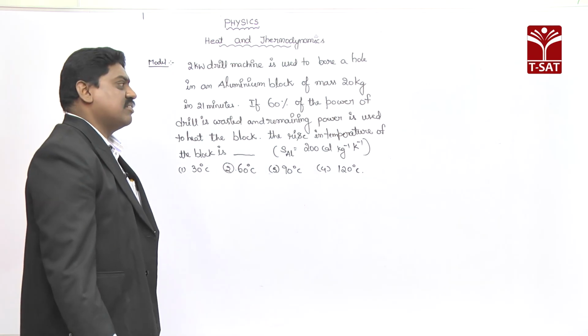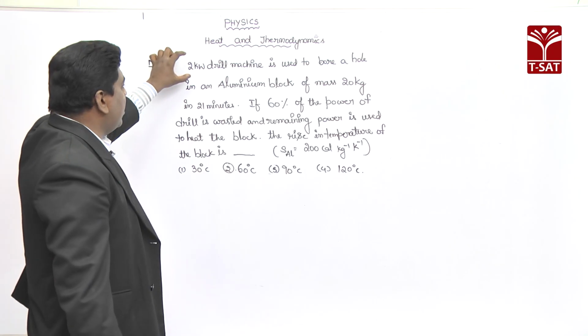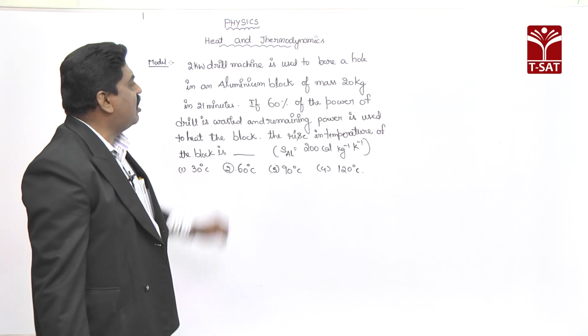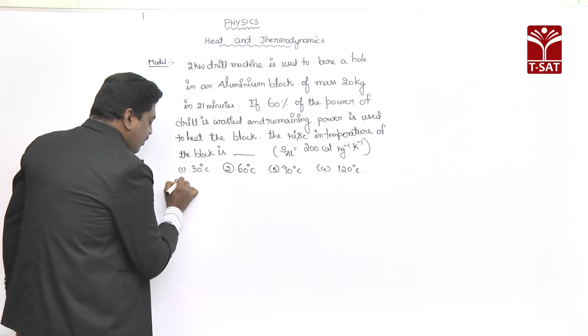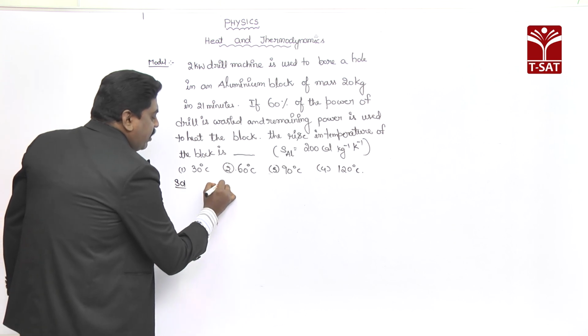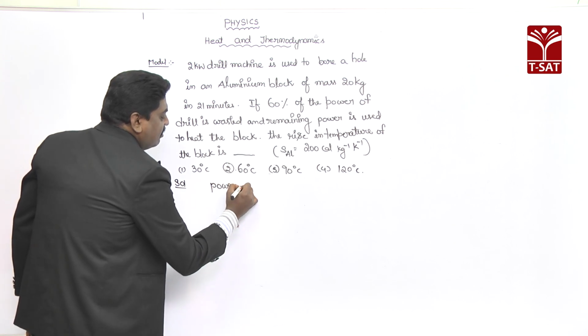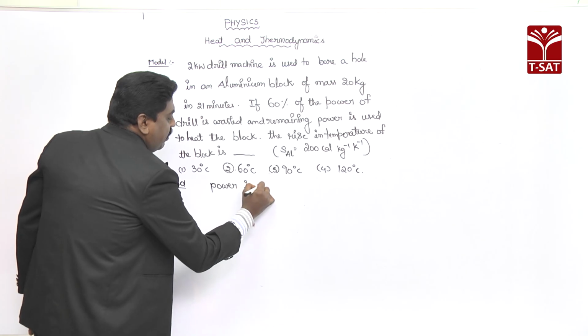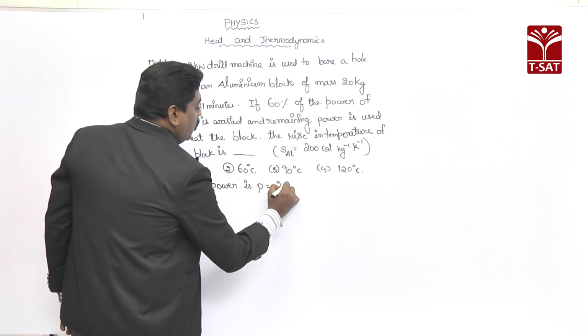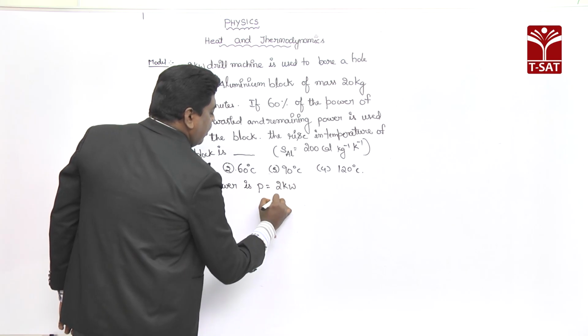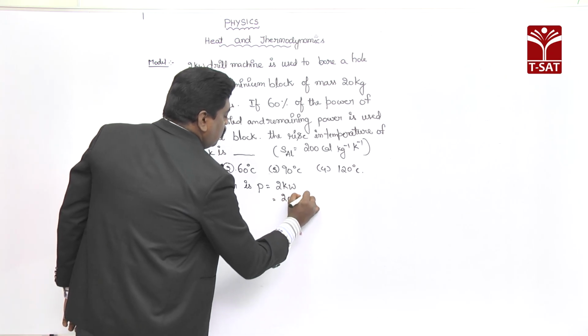Here in the problem, we are given a 2 kilowatt drill machine. In the sense, the power of the machine is given for us. Power is given as P equals 2 kilowatts, which is nothing but 2000 watts.